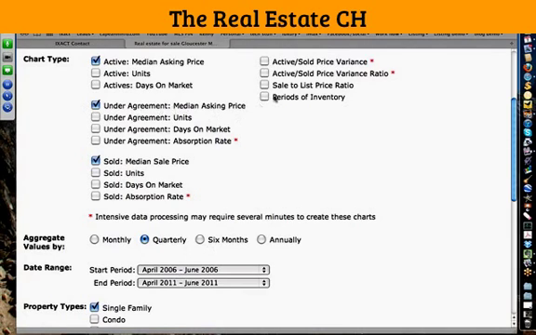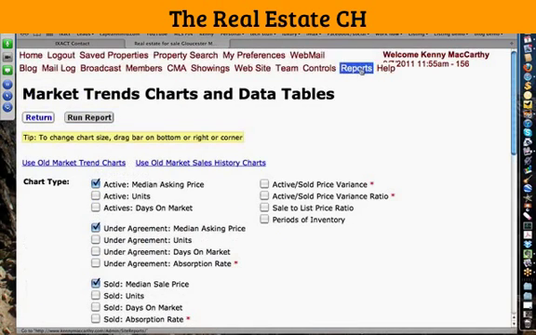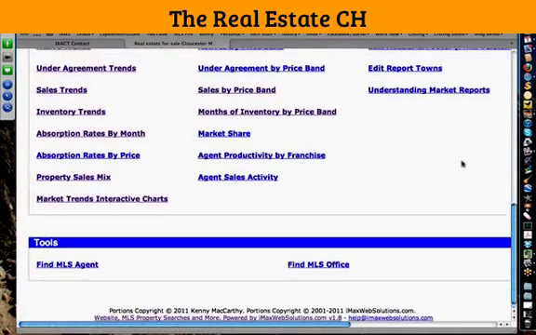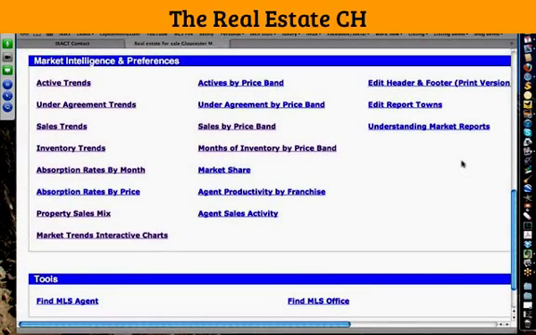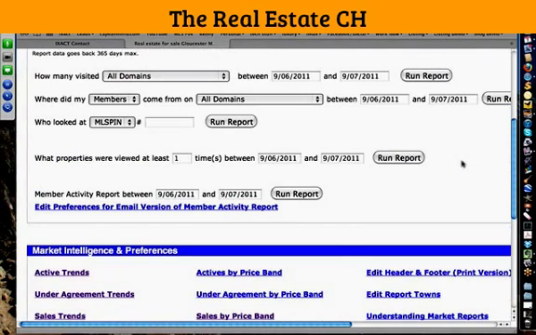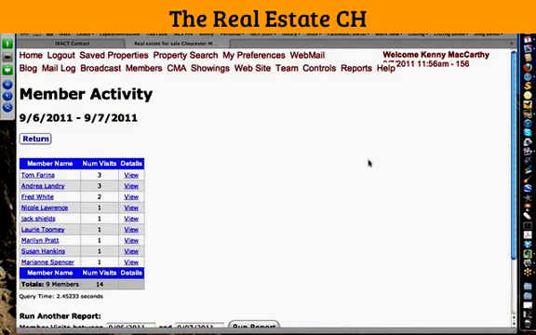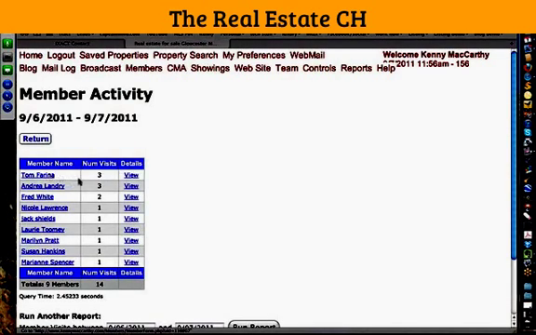Okay, let's move on. I think we're going to leave the intelligence and preferences, and we're going to spend another 5 minutes or so on a couple of other reports that I really, really dig. One of which is my member activity report. Now, I get an email every day from my member activity report, and it tells me what my members are doing and looking at. These are the members that showed up on my website yesterday and what they looked at. Half of these people have already signed contracts with me, and this is what they looked at.